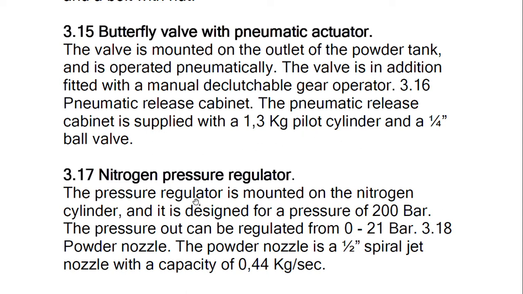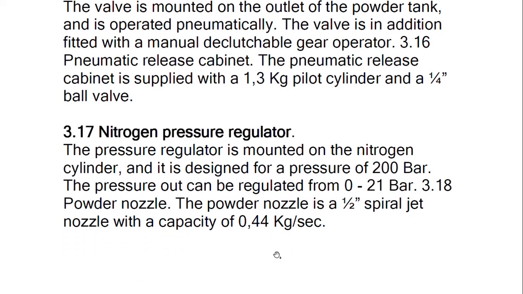valve. Nitrogen pressure regulator. The pressure regulator is mounted on the nitrogen cylinder and is designed for a pressure of 200 bar. The pressure out can be regulated from 0 to 21 bar. Now there is another component, and that is the powder nozzle. The powder nozzle is a half-inch spiral jet nozzle with a capacity of 0.44 kg per sec.